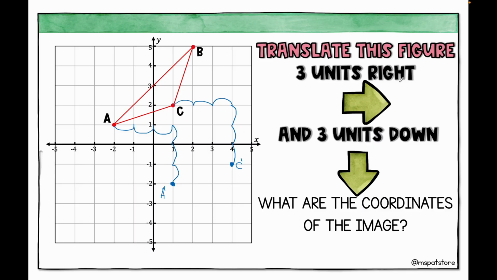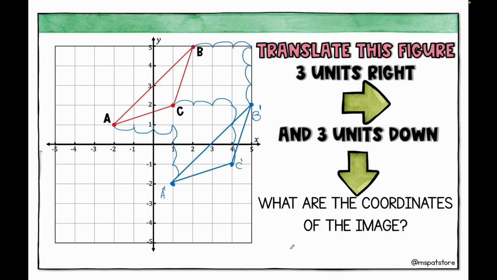Now let's do the last one. 3 units right and 3 units down. 1, 2, and 3. Now I'm going to go down 3 times. 1, 2, and 3. Here I am going to have B prime. All right? With a different color, I suggest that you connect your A prime, B prime, and C prime so you can create your new triangle. After you join the dots, this is the way that your translation should look like.